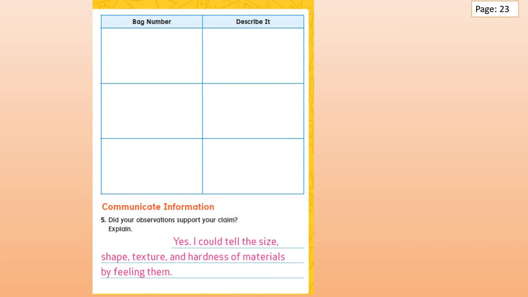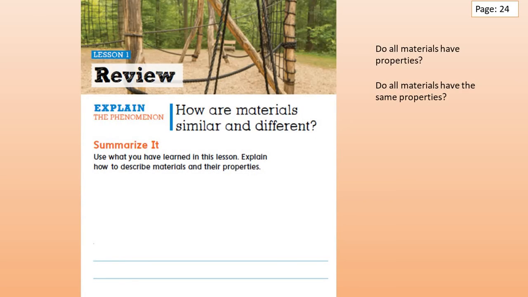And for question number 5, did your observations support your claim? Try to solve this question by yourself, grade 2. For me, I think we could tell the size, shape, texture, and hardness of materials by feeling them. Let's see the next page, page number 24. Now, what do you think, grade 2?